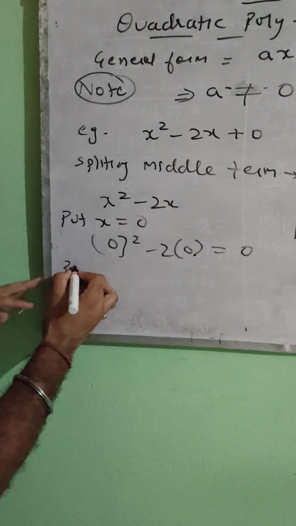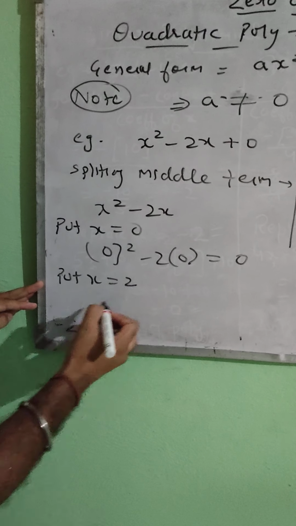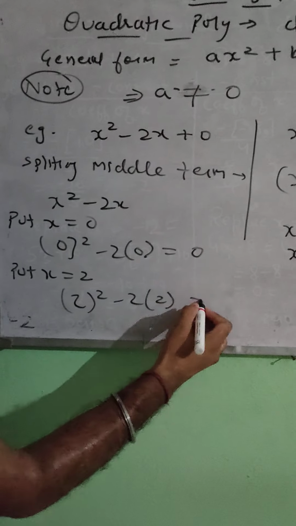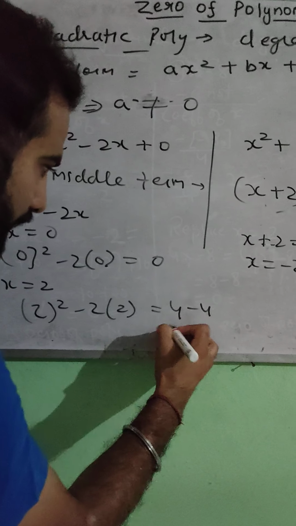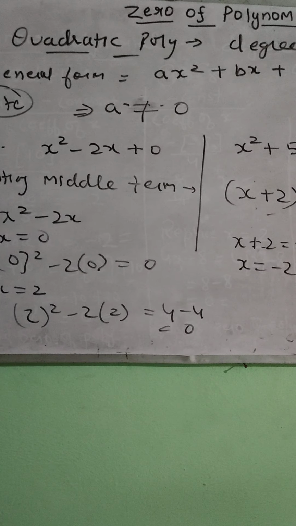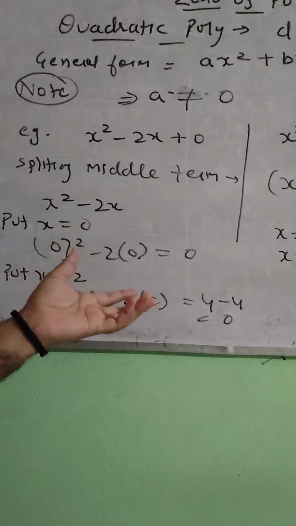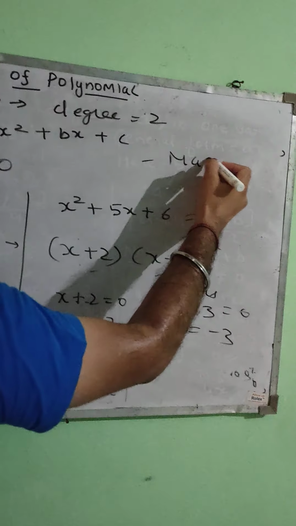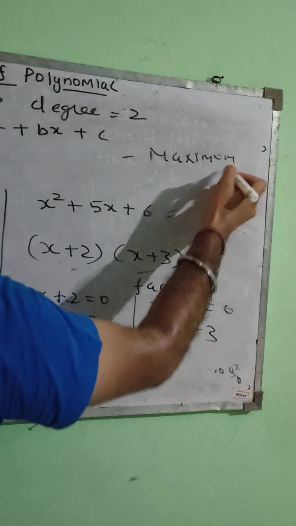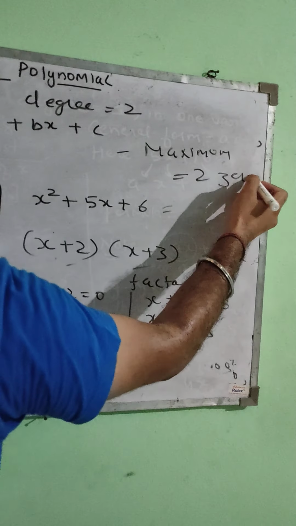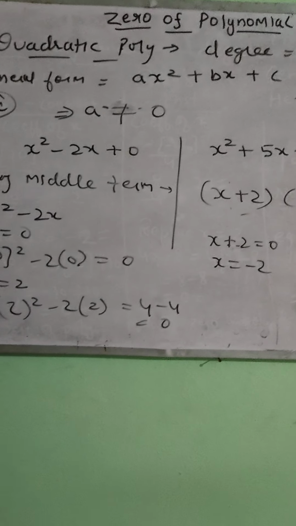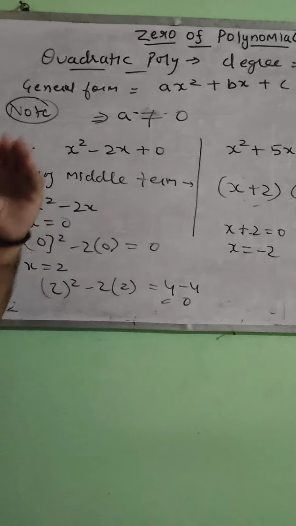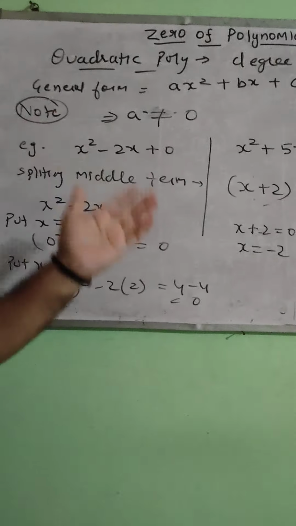Let's see, put x equal to 2. Let's put 2 square minus 2 into 2. 4 minus 4. The answer is 0. So from here we can conclude that a quadratic polynomial can have a maximum of 2 zeros. Therefore we can say that there exist only two values of x, by which if we replace x we will get the answer 0.